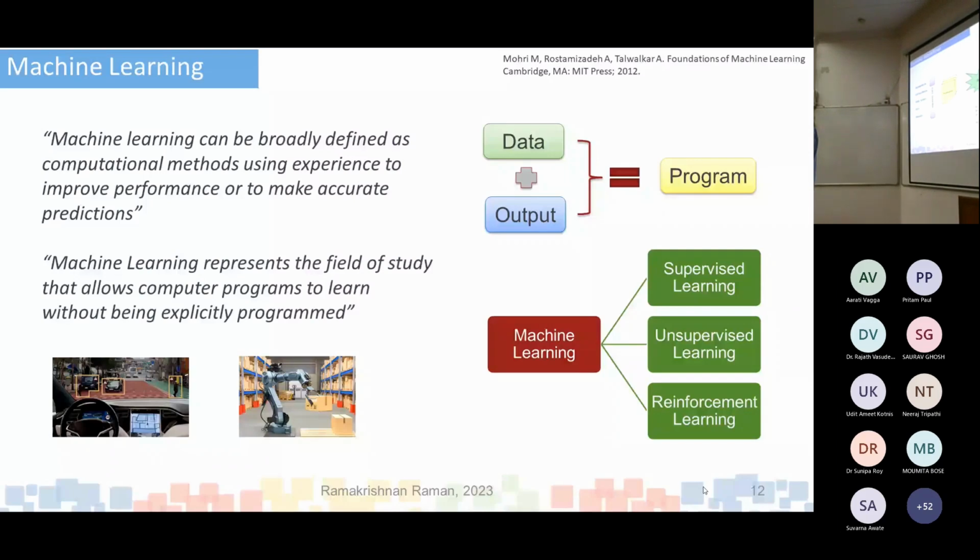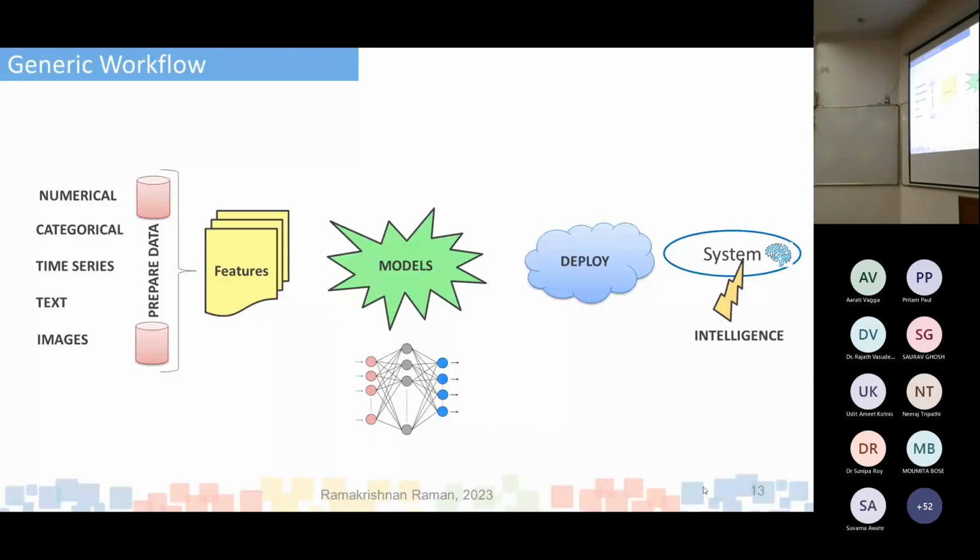We start looking at the generic workflow for building any machine learning model. We first look at what data we have. The data may be in different formats like numerical, categorical, time series, text, images, and then you decide what those features are. Then we start developing those machine learning models or algorithms, which essentially try to correlate those features to what works.